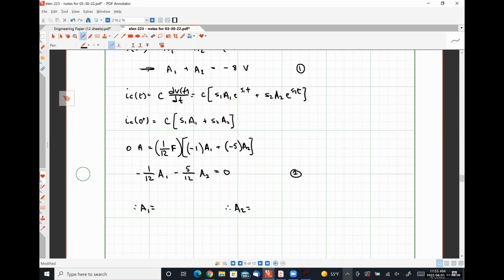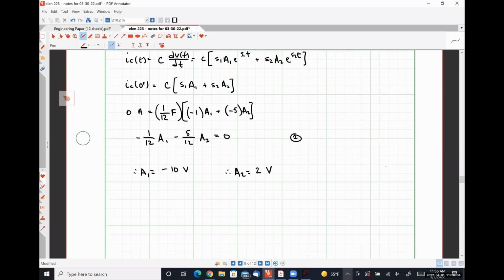So coefficient for A1 on our first equation is 1. Coefficient for A2 in our first equation, constant term is -8. Coefficient for A1 is -1/12. Coefficient for A2 is -5/12. Constant term is 0. Solving, I get A1 is -10 volts. A2 is +2 volts.